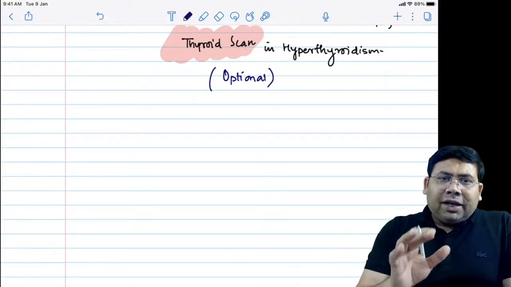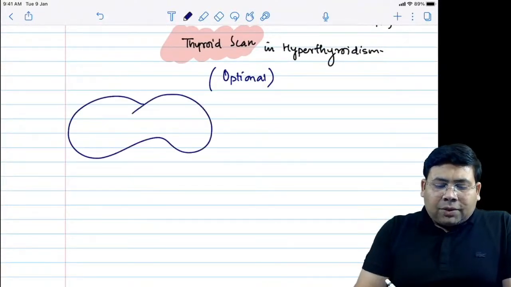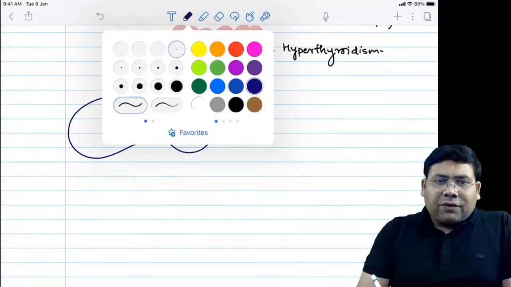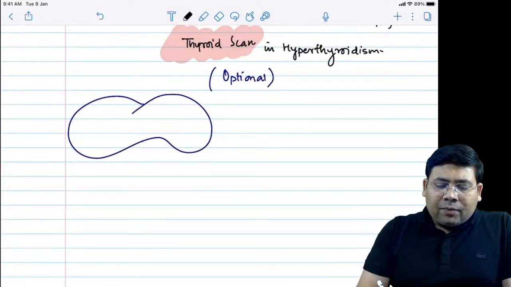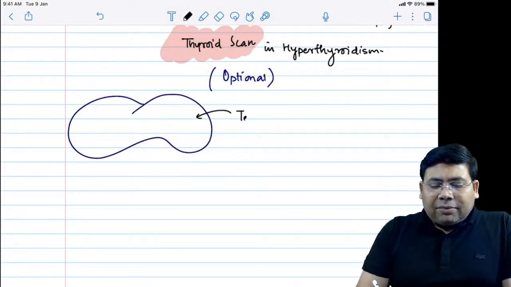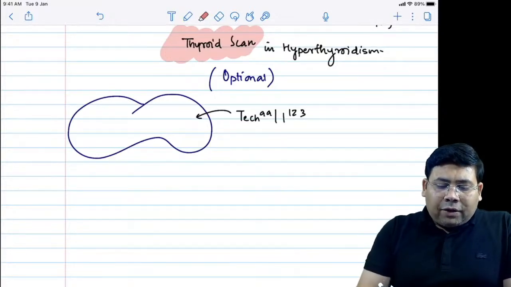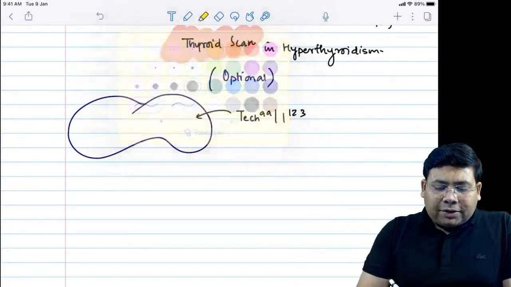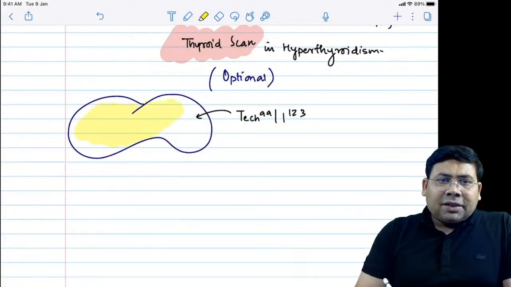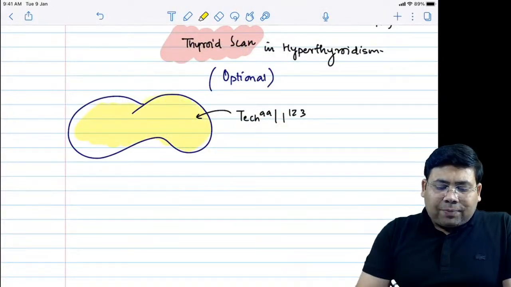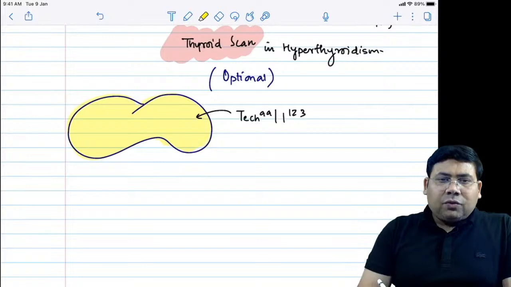So functionally active tissue will take up. Imagine you have a patient with hyperthyroidism and you give technetium 99 or maybe iodine 123. What will happen if you get a classical profile like this? What is a profile like this? There is homogeneous, uniform uptake.